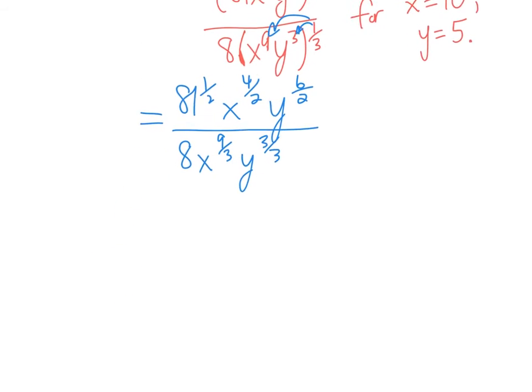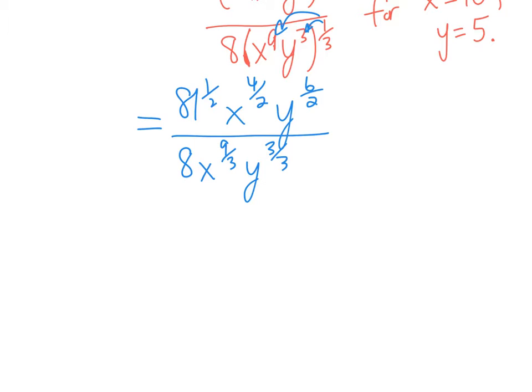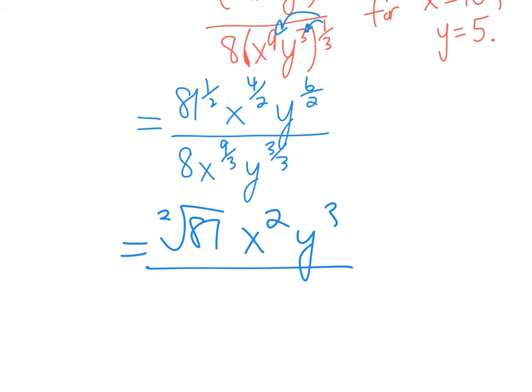Okay, so let's continue simplifying. 81 to the half is the square root of 81, and that becomes 9. But I'll first write it, the square root of 81. X to the 4 over 2 can be reduced to x squared. Y to the 6 over 2 can be reduced to y cubed. All over 8 remains. x to the 9 over 3 can be reduced, and y to the 3 over 3 can be reduced.